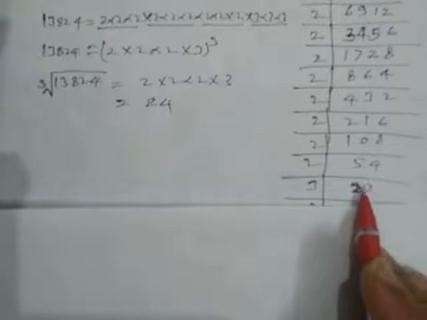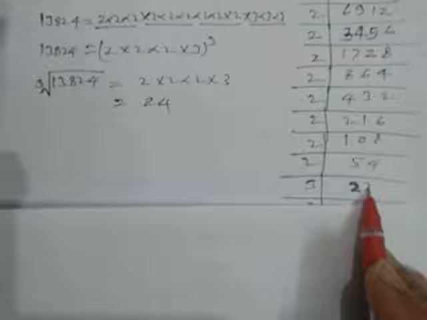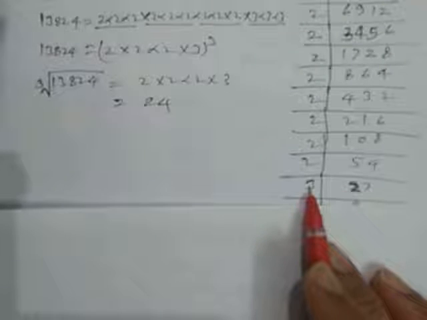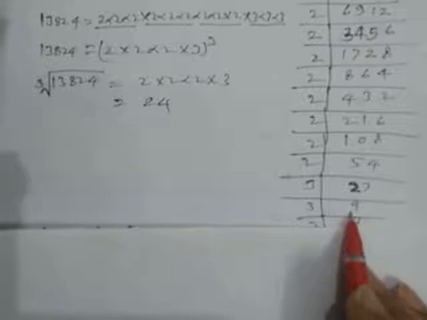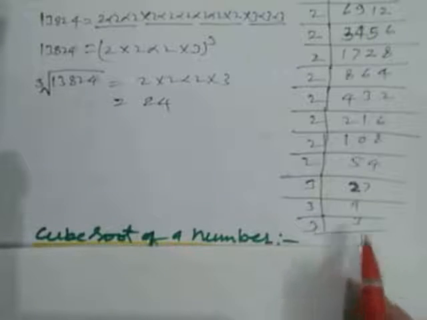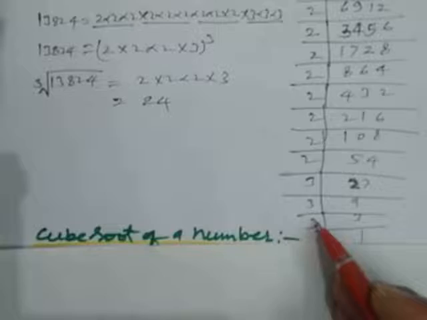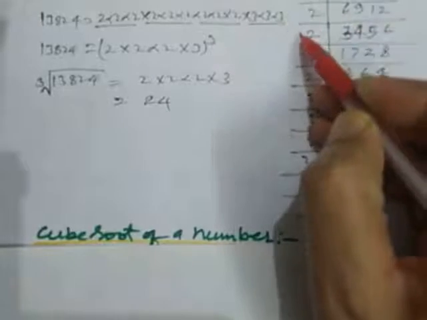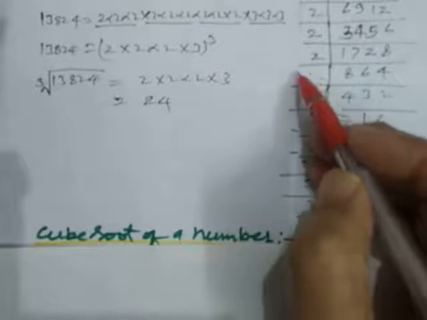Now this is an odd number, so we can't divide by 2. Now we divide by 3, we get 9. Dividing by 3, we get 3, and dividing by 3, we get 1. So this is the prime factorization, and we take pairs of 3.